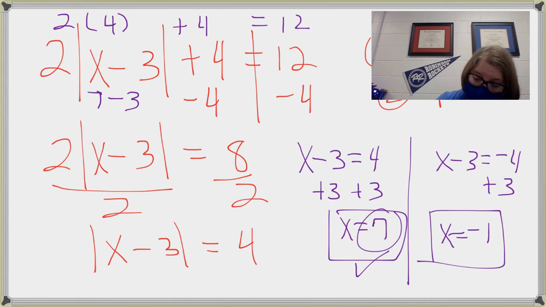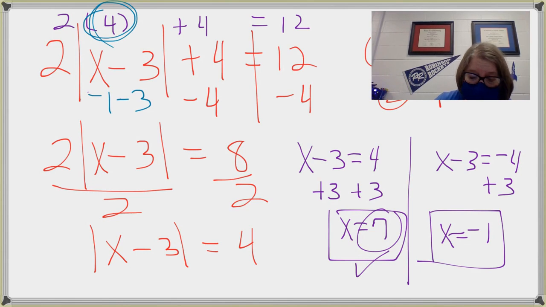Then we're going to do the same thing with the negative 1. Take that negative 1 and plug it in place of the x. Negative 1 minus 3 is negative 4. The absolute value of negative 4 is positive 4. 2 times 4 is 8. 8 plus 4 is 12. That solution works as well.